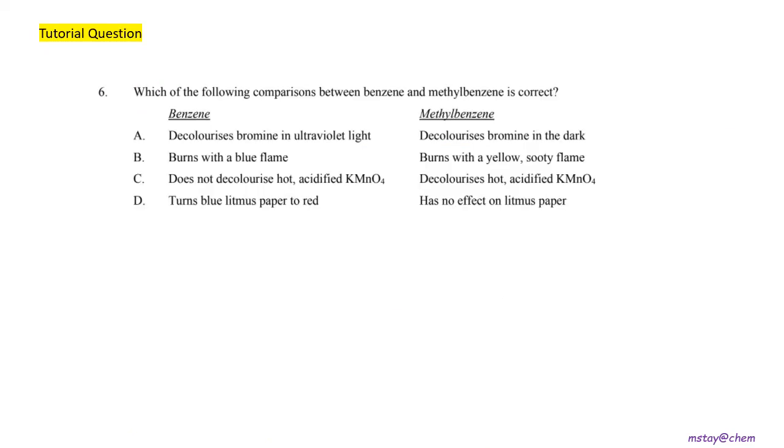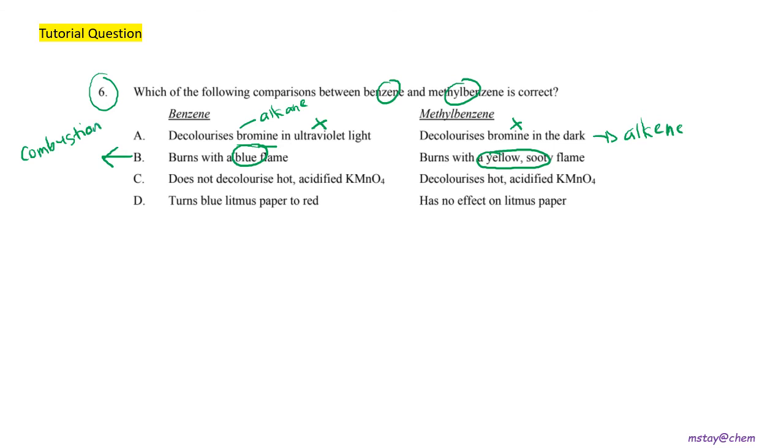Okay, tutorial question number 6. Comparison between benzene and methylbenzene. Benzene will decolorize bromine in UV? No. Methylbenzene will decolorize bromine in the dark? Also no. So basically this one is the alkene and then this one is for alkane. Burn with a blue flame, yellow flame, this one depends, basically it refers to combustion, and the color of the flame will depend on the amount of oxygen gas.